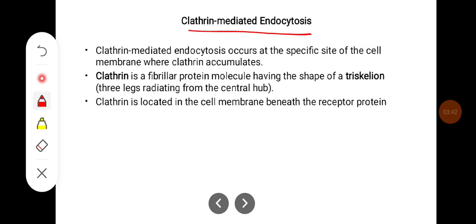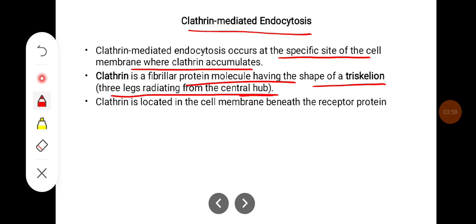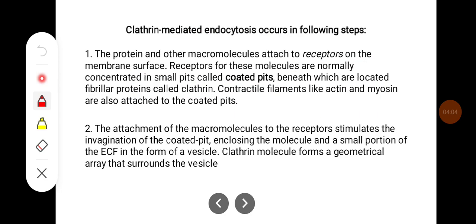Clathrin mediated endocytosis. This occurs at a specific site of a cell membrane where the Clathrin accumulates. Clathrin is a fibrillar protein molecule having the shape of a triskelion, three legs radiating from a central hub. The Clathrin is located in the cell membrane beneath the receptor protein. It can occur in the following steps.